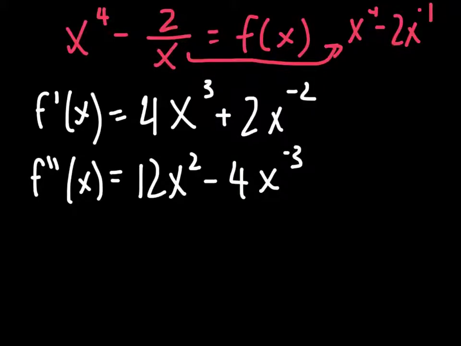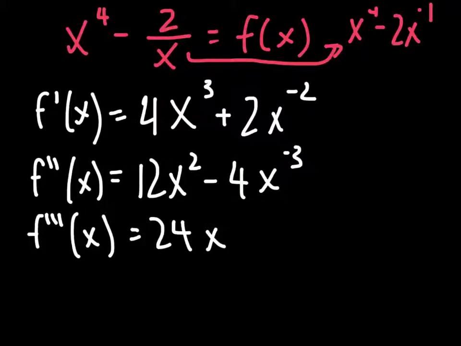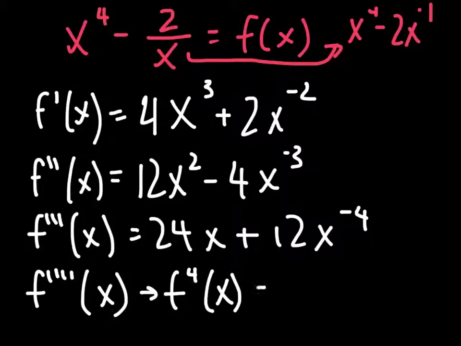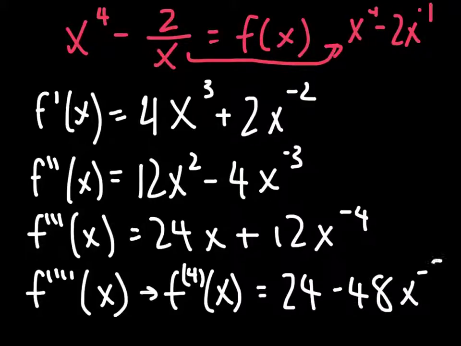And I forgot to mention, I'm trying to find the fourth derivative, as I did previously. The third derivative would be 24x plus 12x to the negative 4. And then the fourth derivative, which you can also write as f4 of x, equals 24 minus 48x to the negative 5th.